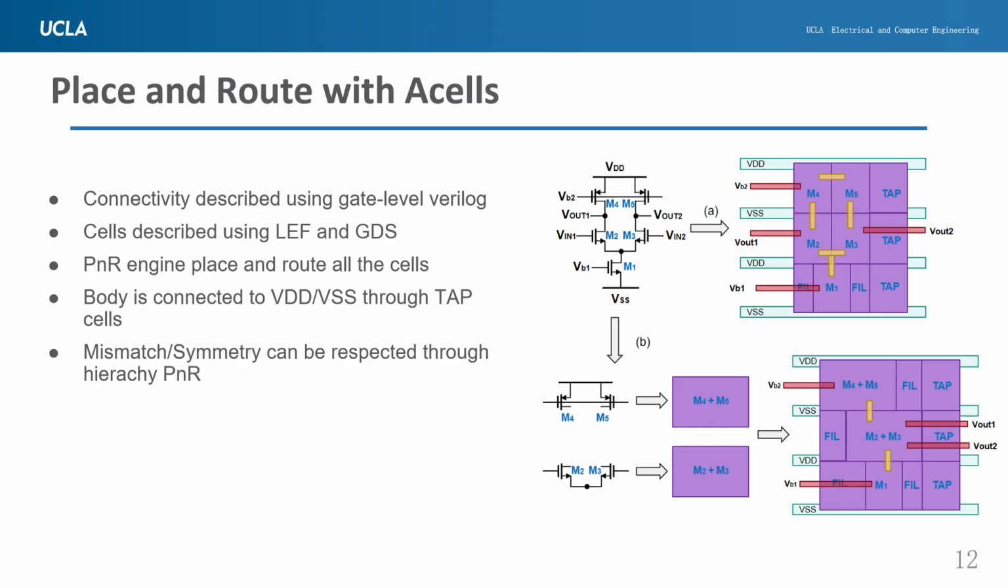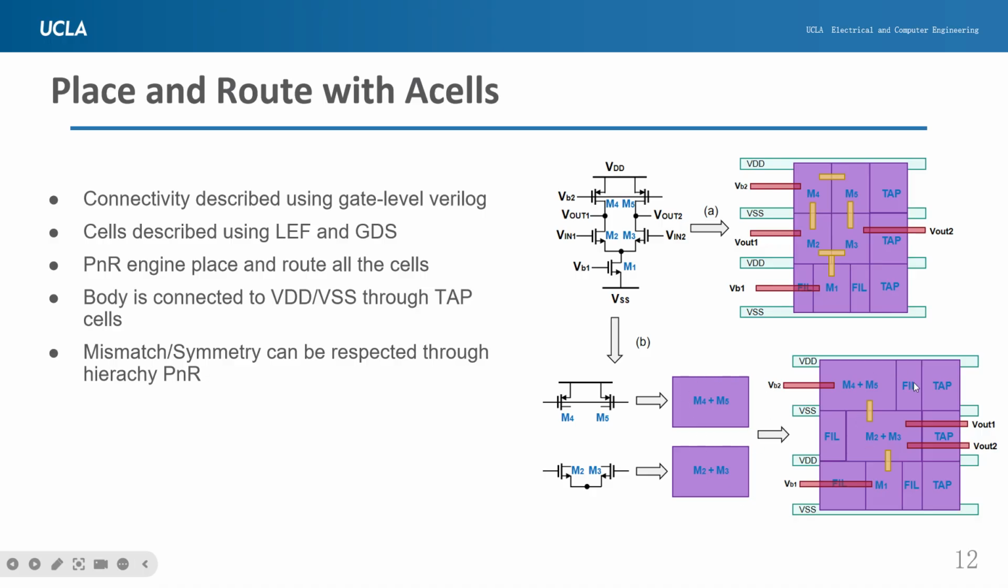The mismatch sensitive parts in the circuit, such as the differential pair or the differential loads, will be handled hierarchically. So the differential pair and differential loads, such as M4 and M5 or M2 and M3, will be placed and routed first to form one giant macro cell, and the macro cell will be treated as one cell in the next level of hierarchy. So in the second stage of place and route, only 3 cells will actually be placed and routed because some of the cells are placed and routed first in the first hierarchy.